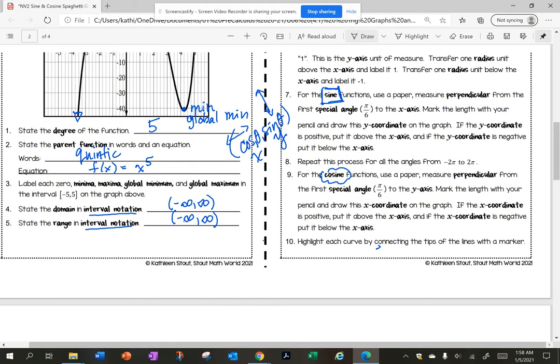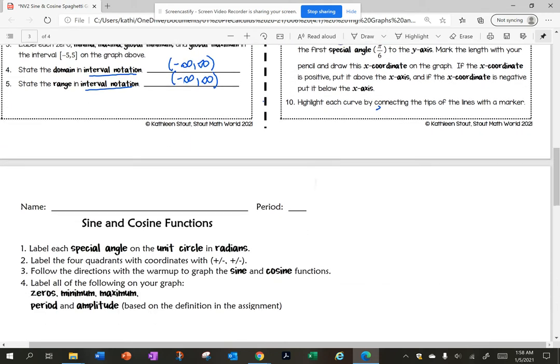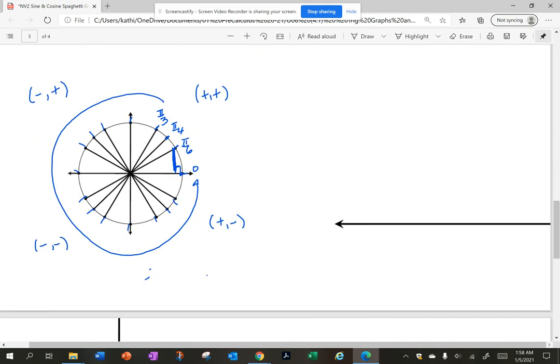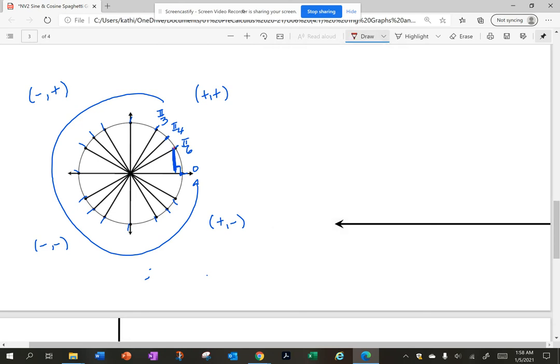And I'm going to repeat this for cosine. I'm going to do the same thing with the horizontal values. This time I'm going to measure horizontally. So here's my special angle. I'm going to measure the x value, and this is the amount I'm going to plot. If x is positive, I'm going to put it above the x-axis. If x is negative, I'm going to put it below the x-axis.